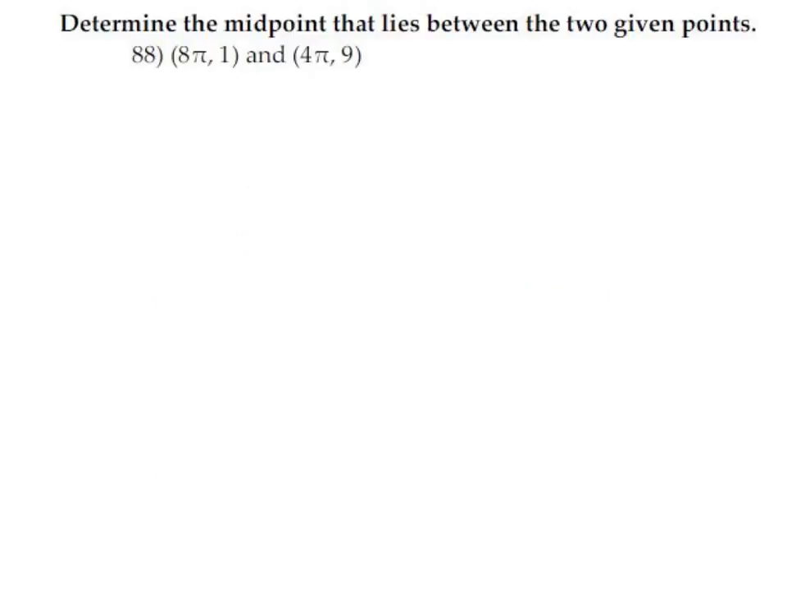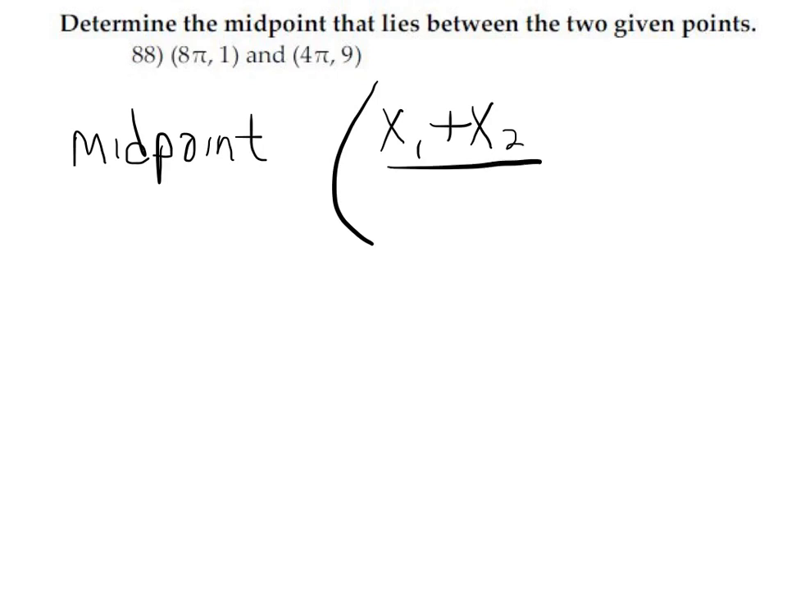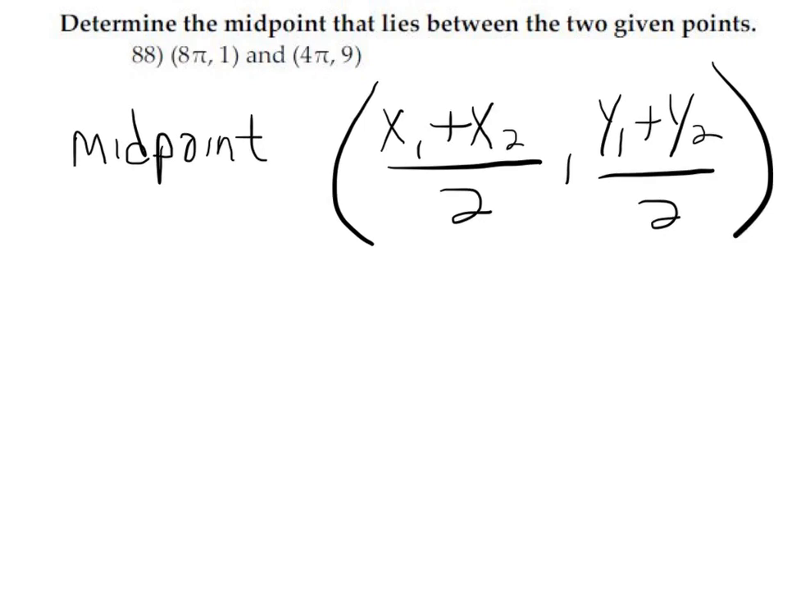Determine the midpoint that lies between the two given points, 8 pi comma 1 and 4 pi comma 9. The midpoint is a formula. Midpoint formula is given as a point, and it's x1 plus x2 divided by 2, comma, y1 plus y2 divided by 2. What this formula is no more than adding two things up and dividing by 2, which is an average. So they're averaging the x values, and then comma, they're averaging the y values. So the midpoint is no more than average. This might be a nice way for you to remember what midpoint is: average.